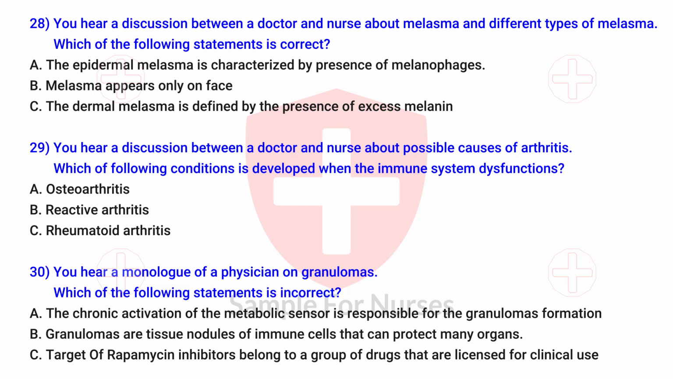found in dark-complexioned individuals. The epidermal type is characterized by the presence of excess melanin in the superficial layers of skin. Dermal melasma is defined by the presence of melanophages throughout the dermis. The mixed type includes both the dermal and epidermal type. In the 4th type, excess melanocytes are present in the skin of dark-skinned individuals.